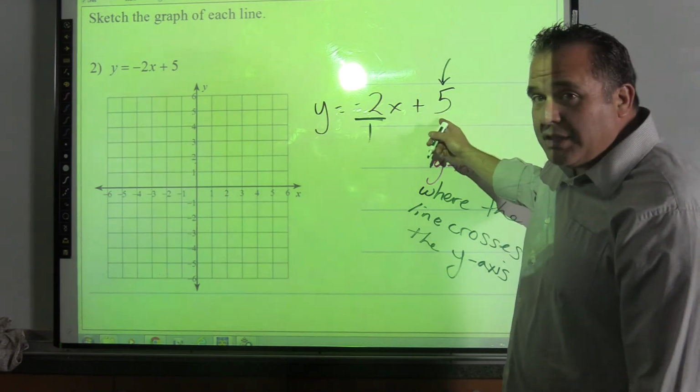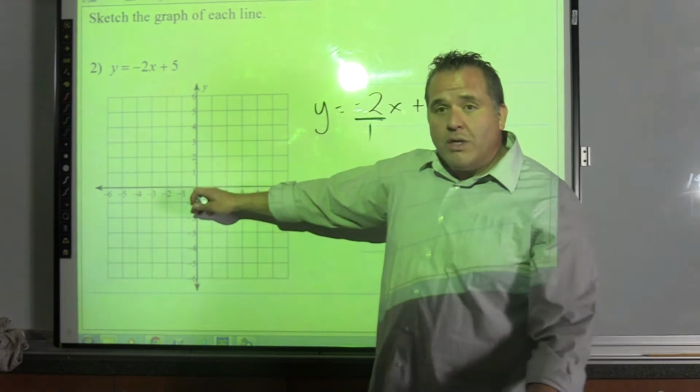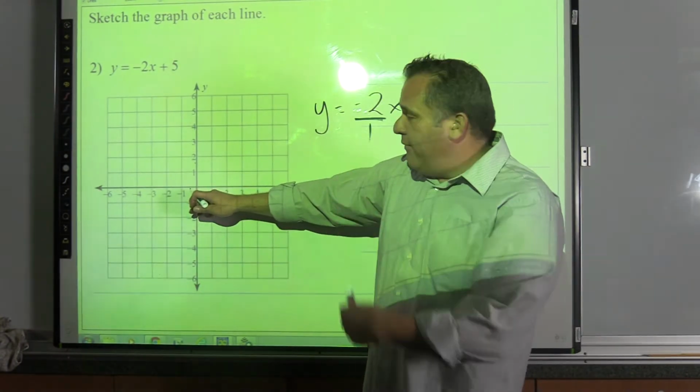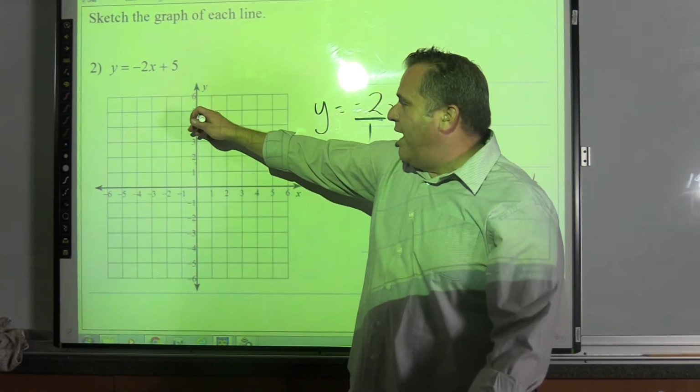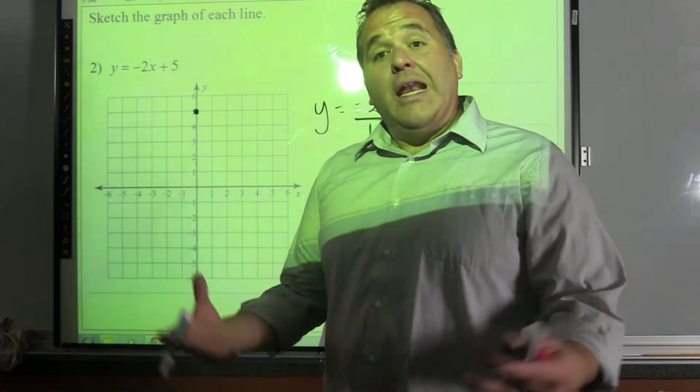And because it's positive, we're going to go up 5. So to start our graph, we start at the origin, which is the middle, and we go up 5. 1, 2, 3, 4, 5. Right here, and we're going to put a point. Now that's our first point. Now what do we do next?